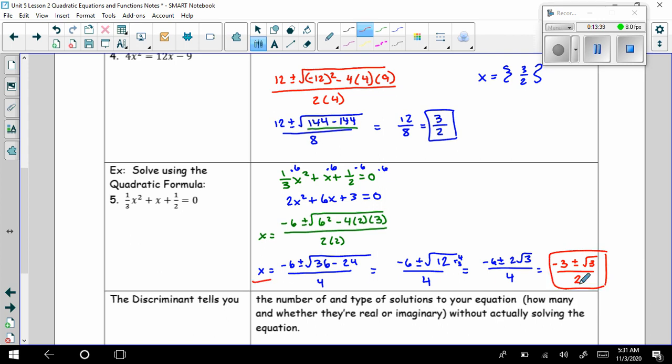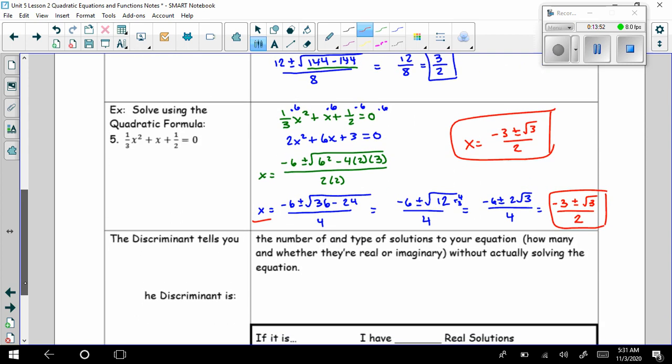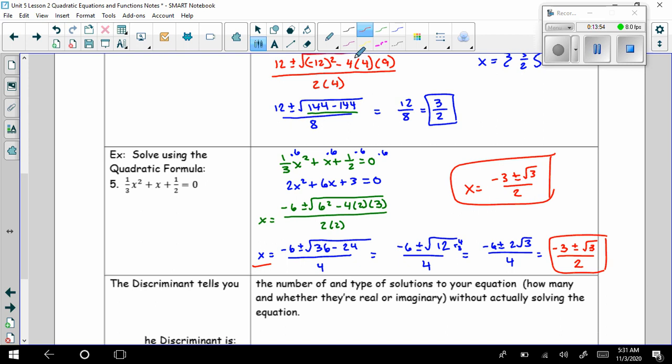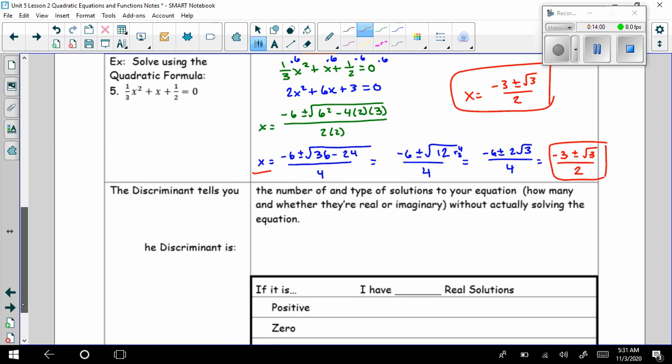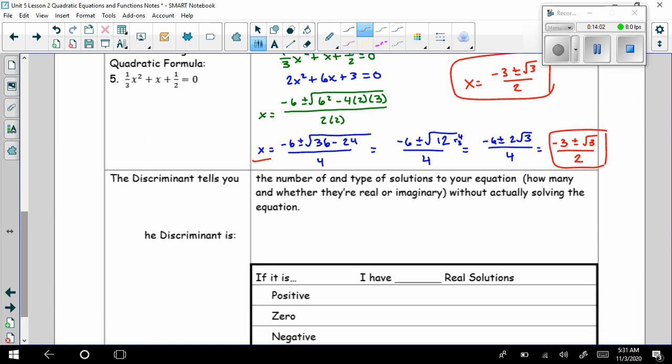And this is x equals that. So x equals -3 plus or minus √3 all over 2. Okay. So looking at those underneath ones, up here we got a 0. Notice we only got one answer. Down here we got a 12. We have 2 answers. If we get a negative underneath, we're going to have that i come out.